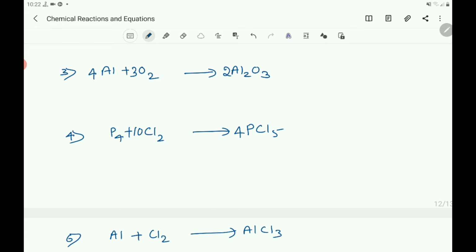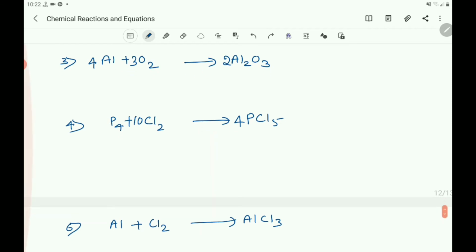P4 plus 10Cl2 gives 4PCl5. And here Cl atoms become 5 fours are 20. Here Cl atoms is 10 twos are 20. And 4P, here P4, they are also equal. Now you got a balanced chemical equation.